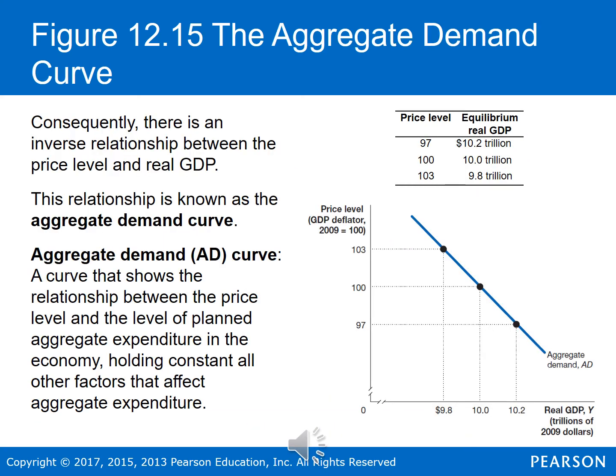Now this is a little bit of a preview of the next chapter. But because of what we just talked about, there's an inverse relationship between the price level and real GDP. And this inverse relationship between the price level and real GDP is known as the aggregate demand curve. The aggregate demand curve is a curve that shows the relationship between the price level and the level of planned aggregate expenditure in the economy, while holding constant all other factors that might affect aggregate expenditure.